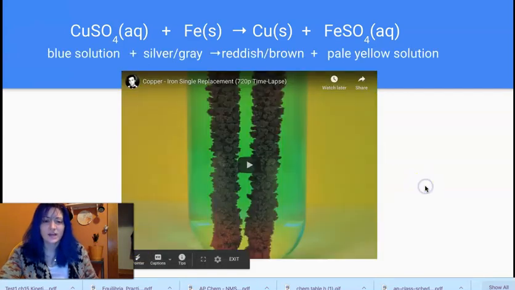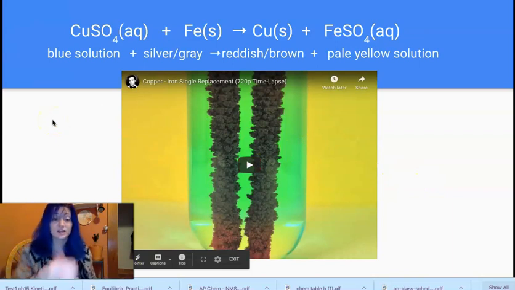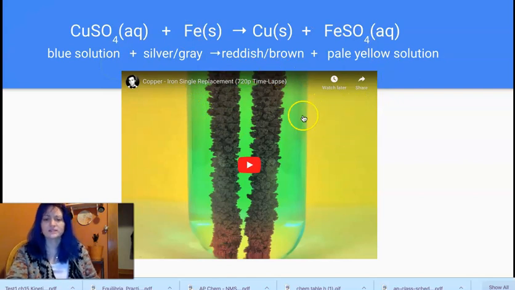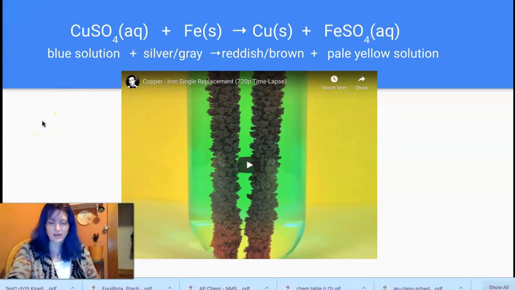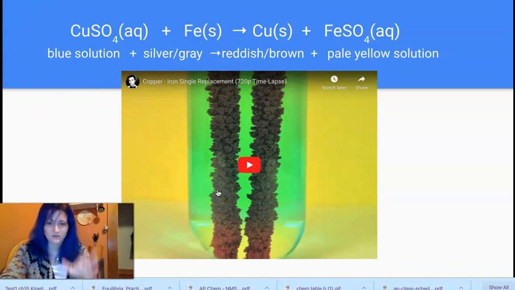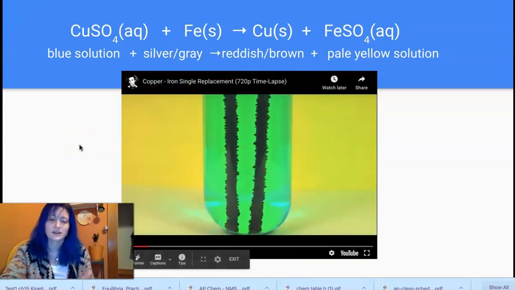Now, something else that you should notice is there's a color change going on. Copper sulfate is lovely because it's a really rich blue solution. It's kind of hard to tell on this video because it's a yellow background, which makes the solution look green. The video starts with copper already deposited, but we know that iron is a silvery gray color. So what happens is you see a color change. You see the copper, the reddish brown substance, deposit on the surface, and then you actually see the solution color change. That's what I want you to focus on when I play it this time.